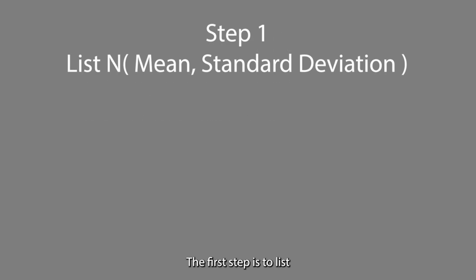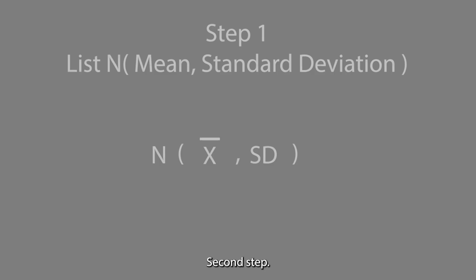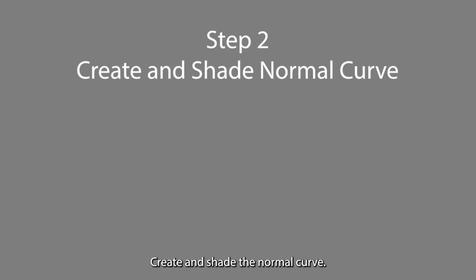The first step is to list the normal distribution. This is shown by normal distribution, parentheses, mean, SD. More on that later. Second step, create and shade the normal curve.